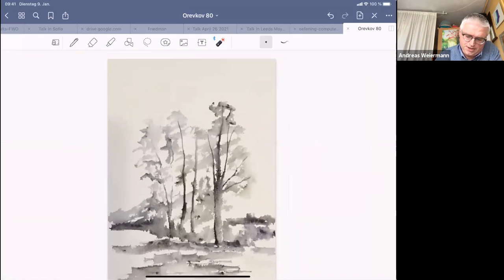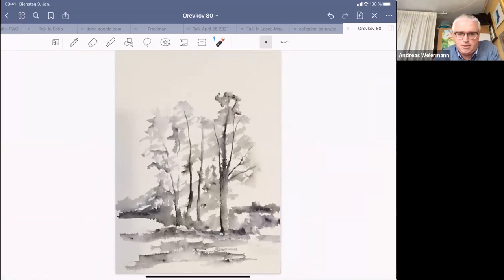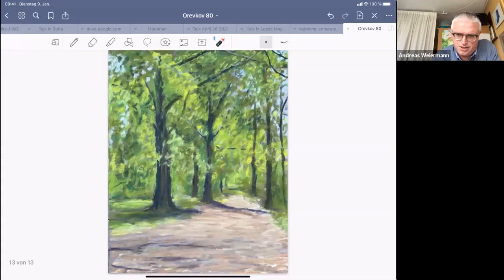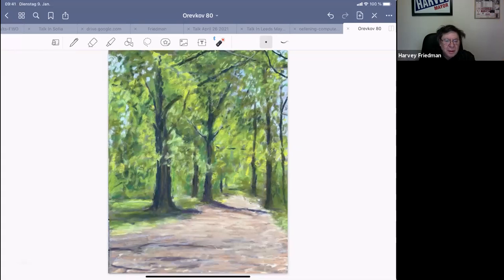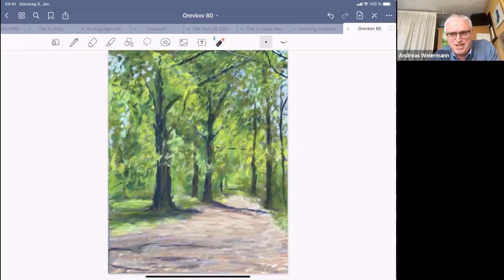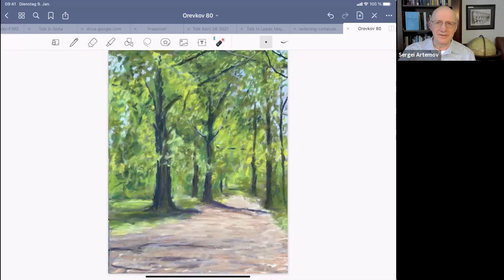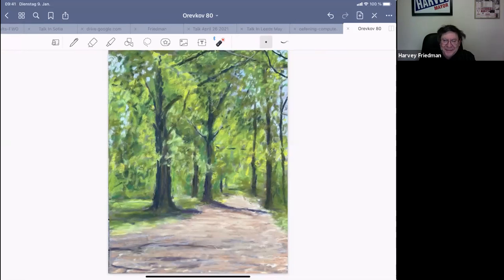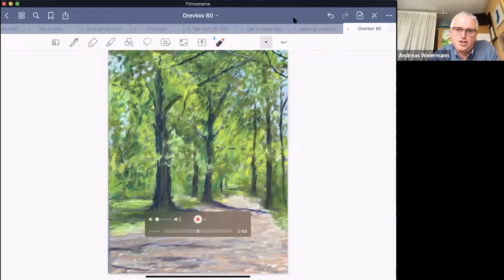And to end after this long discussion, I want to show some trees, which I painted. This is a watercolor, and this is soft pastel. Are these trees well founded? Yes, they are very well founded. Grounded, I would say, yes. Anyway, now I can stop my presentation and I'm open for a discussion.